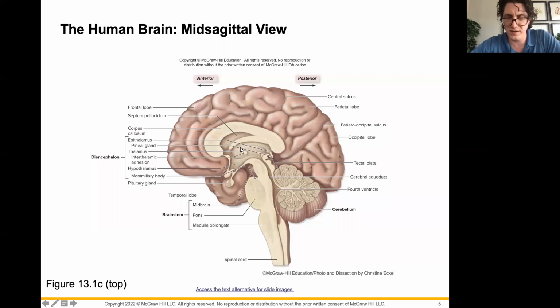This ventricle here in the thalamic region is going to be the third ventricle. And then finally, we have the fourth ventricle down here. These are going to be very important for flow of cerebral spinal fluid.